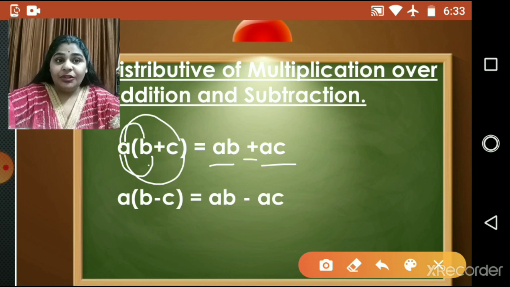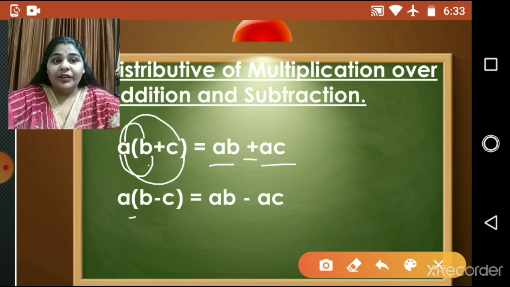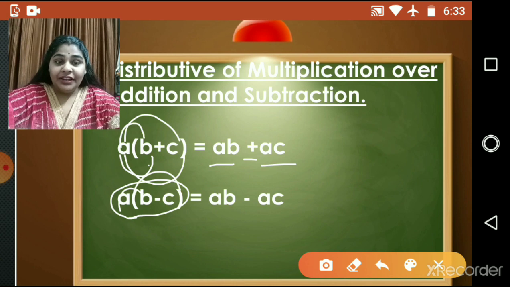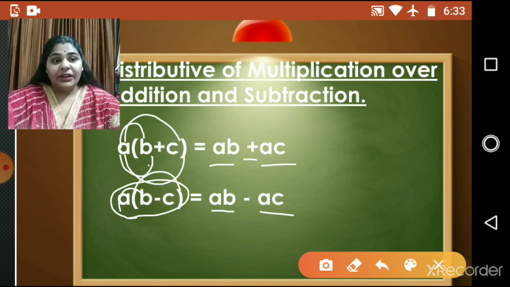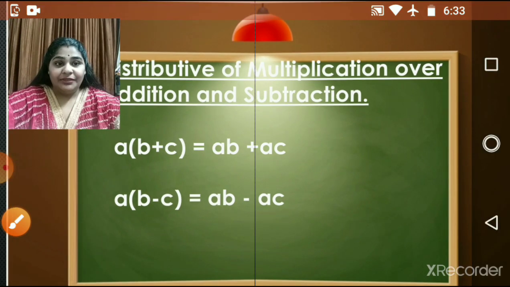This is distributive property of multiplication over addition. Similarly, distributive property of multiplication over subtraction. In the bracket, if it is subtraction, first you multiply whatever is outside, the rational number, to both the terms inside, and then you can do the subtraction.